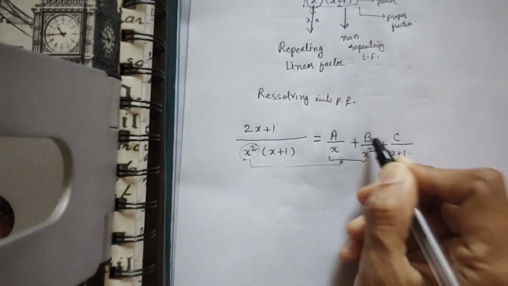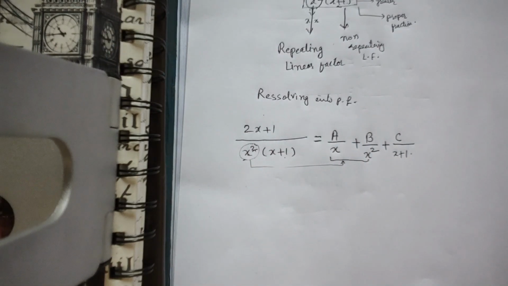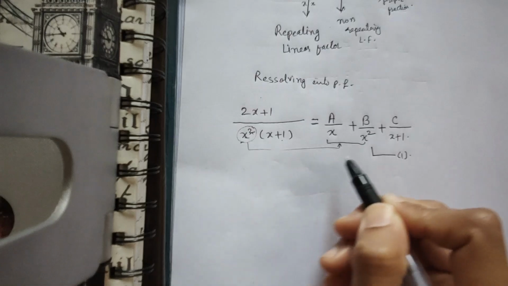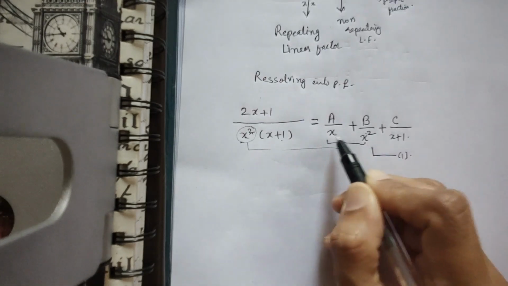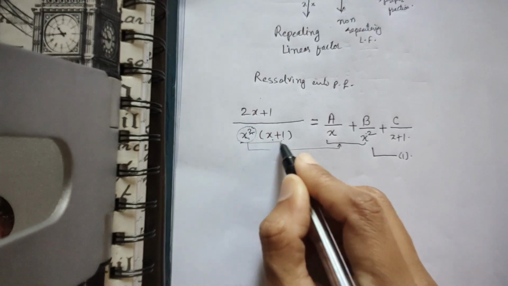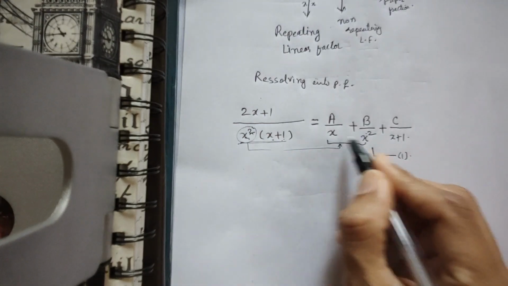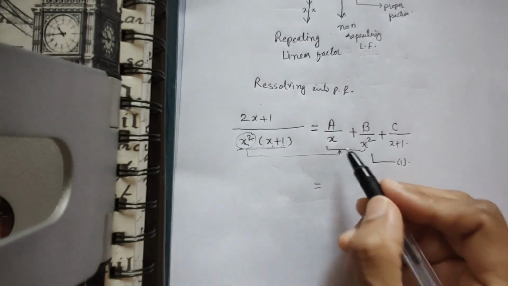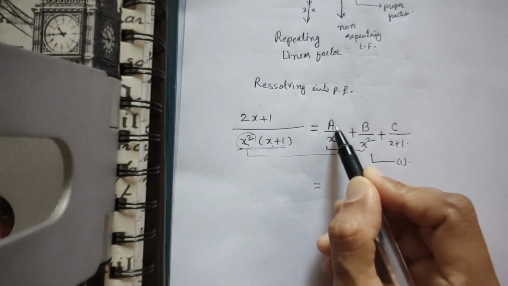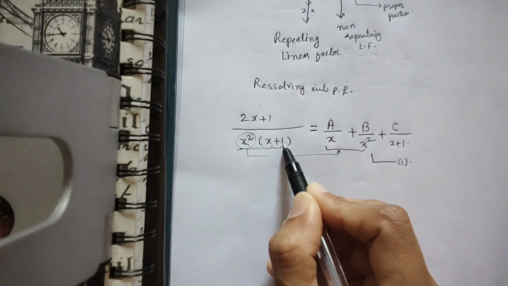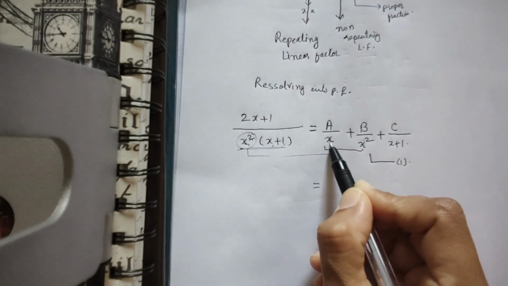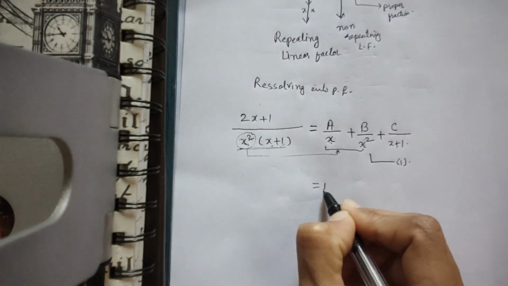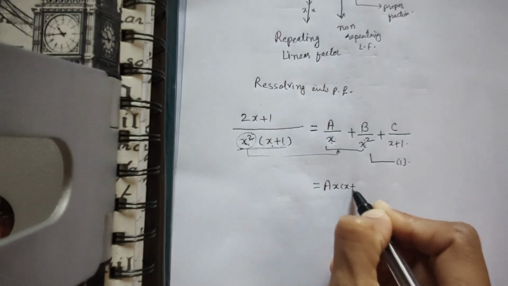And we need to find these 2 constants. So this is our equation 1. Now just simplify it. So add these 3 terms, the LCM will be x square into (x + 1). This is the LCM. So I am just making the denominator the same for every term. I want to make the denominator of A as x square into (x + 1). So x I have here. What I don't have, I need to multiply with x into (x + 1). So I am multiplying and dividing with x into (x + 1).